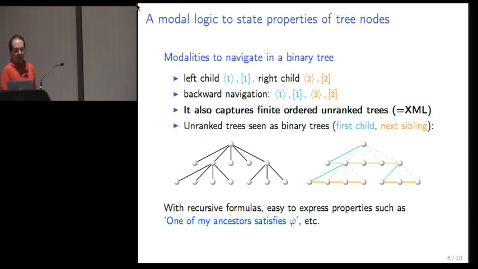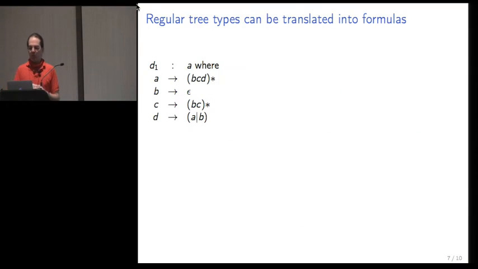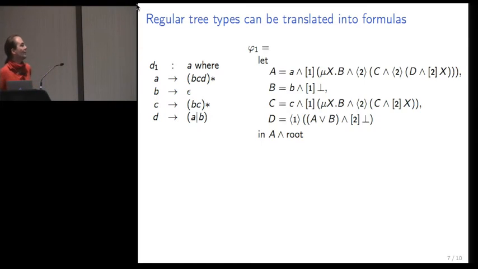And then if we add recursion to this logic language, we can easily express properties such as one of my ancestors satisfies some formula phi, etc. So if we have this language, we can translate regular tree types into formulas. Here, this is the type information I have, and I will translate it into a set of mutually recursive formulas. So here, for example, A means I have a label A, and if I have a first child, then it satisfies the regular formula which says I am B. I have a sibling which satisfies C, etc. So we can translate these types.